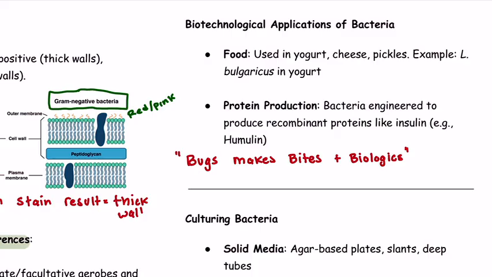So when we're talking about bites, we're talking about food, like things like yogurt, cheese, or they're recombinantly engineered to produce things like human insulin.